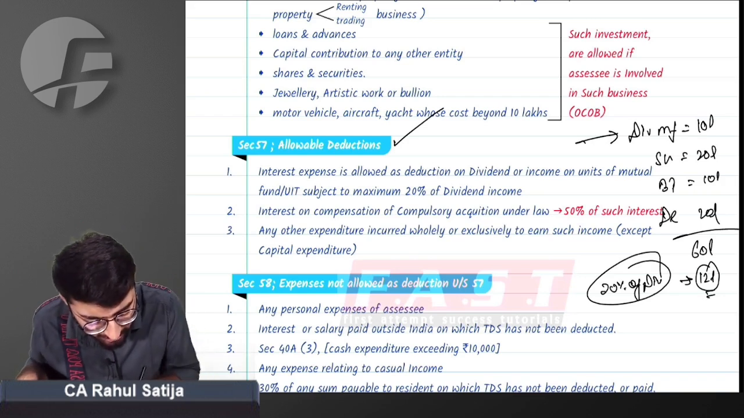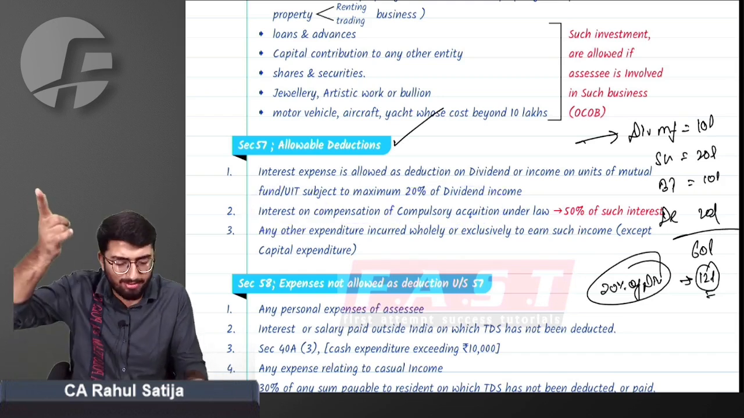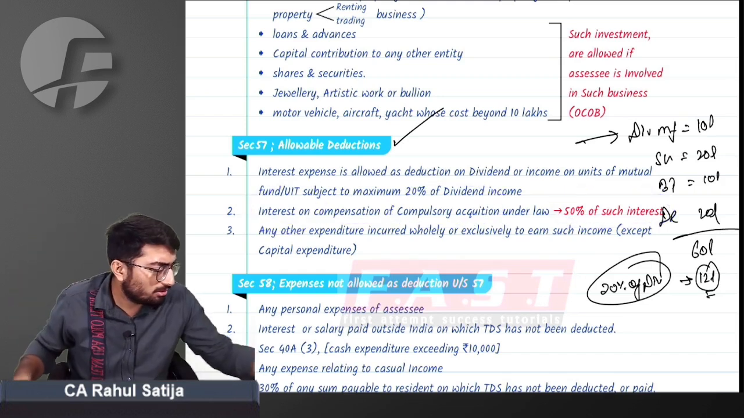Sir, if I receive any interest on compensation of compulsory acquisition under any law, we have studied that 50% deduction is clearly allowed.